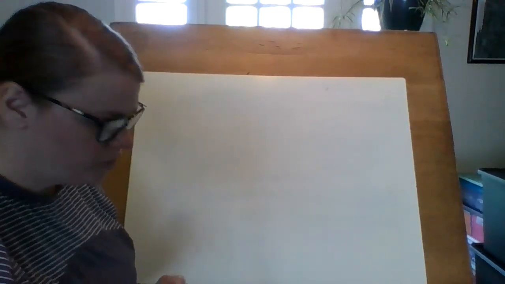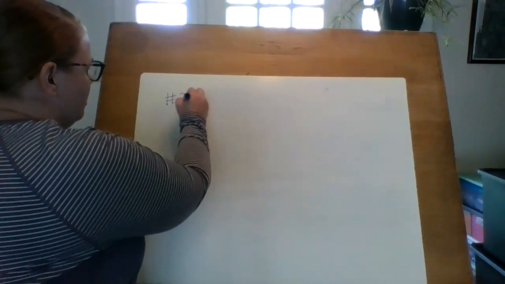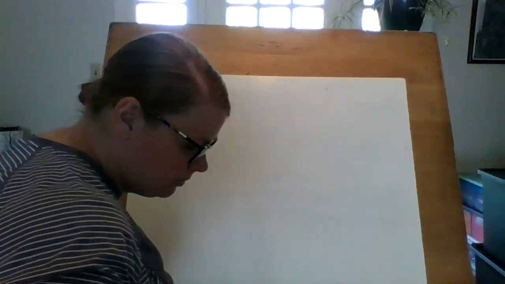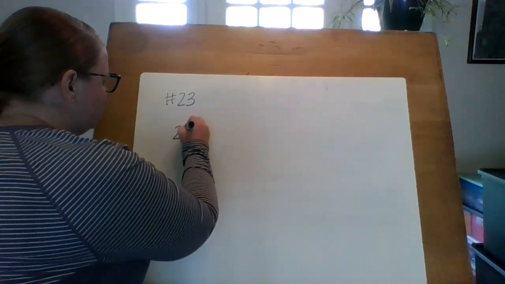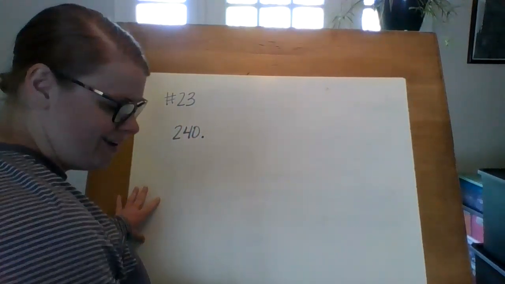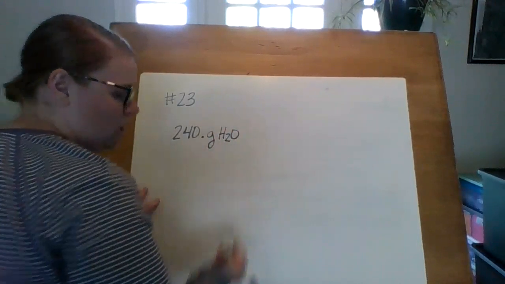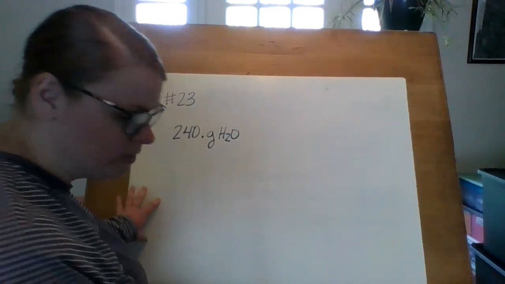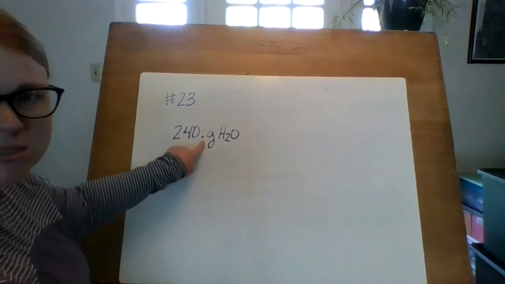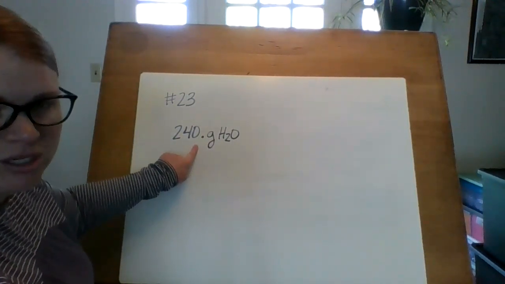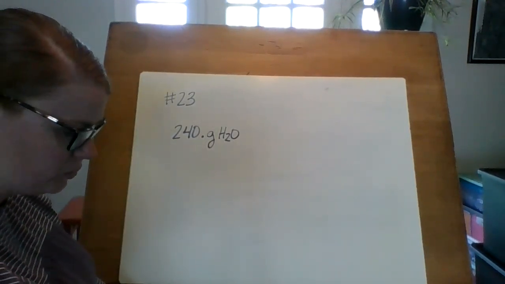Okay, this one I'm going to review number 23 on your lecture review. Number 23 is asking how many molecules of water are in 240. grams of water, and do notice there's a dot there. It wants 3 significant figures. Because that decimal point is there, we have 3 significant figures, so we want to make sure our answer ends up with 3 significant figures as well.